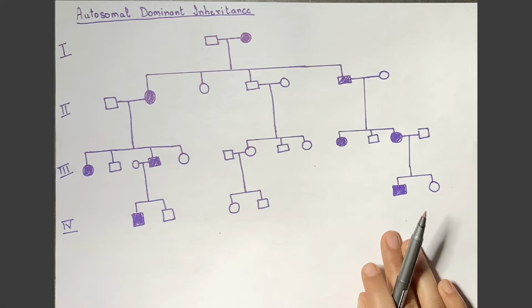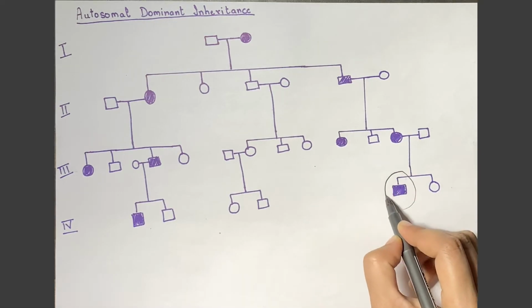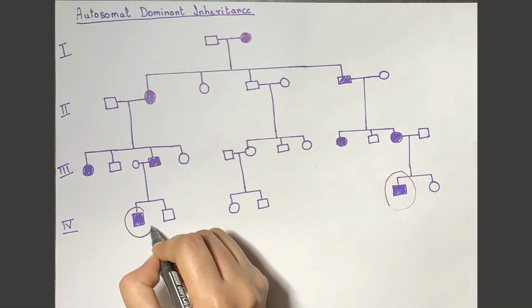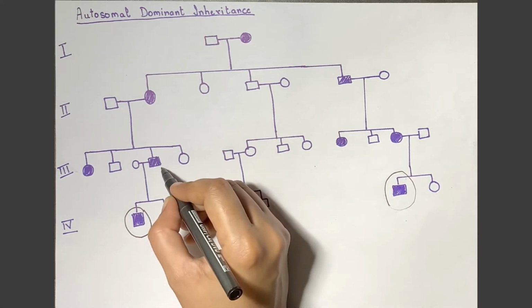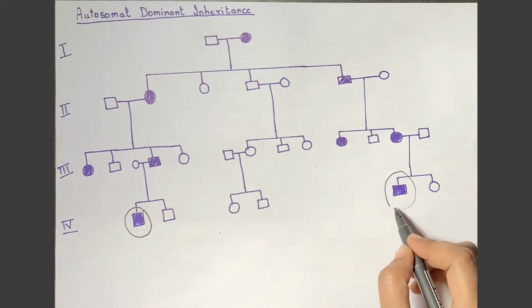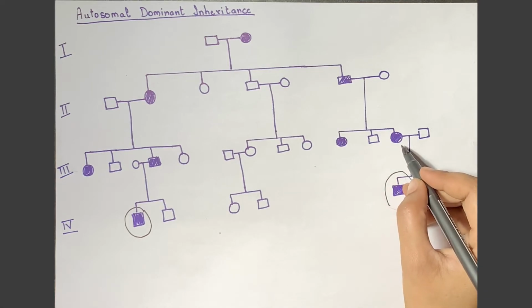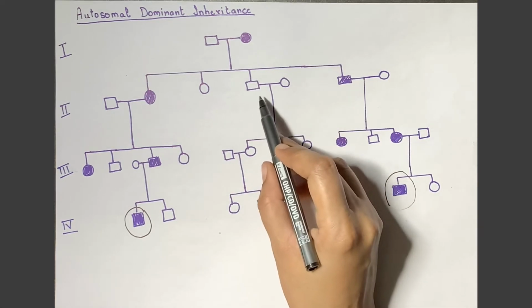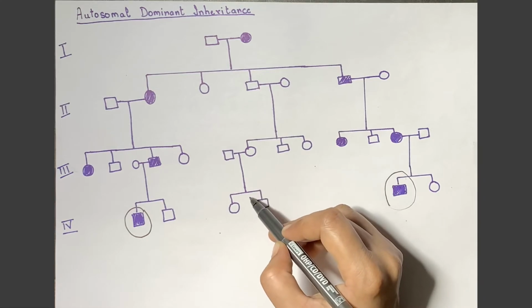Affected offspring have at least one affected parent. In this case, this male has an affected father. In this case, an affected male has an affected female. Now, we also find that unaffected parents, in this case, do not transmit the trait.